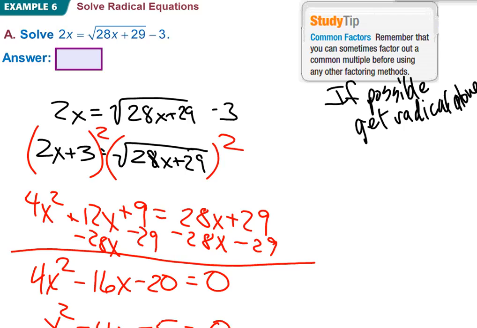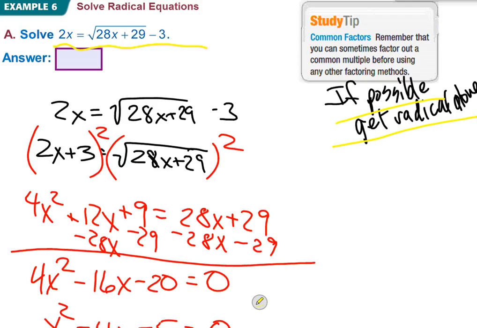Okay, so we're on example number 6, and we're to solve 2x equals the square root of 28x minus 29, all subtracting 3. If possible, we want to get the radical alone. I'm going to tell you that on the quiz that you're going to take, there will be a problem like this, and it will be a challenging problem, okay? So every once in a while, I'll give you a little more challenging problem. So right away, you want to know that the quiz problem, like these solving radical equations, is going to be a challenging problem.